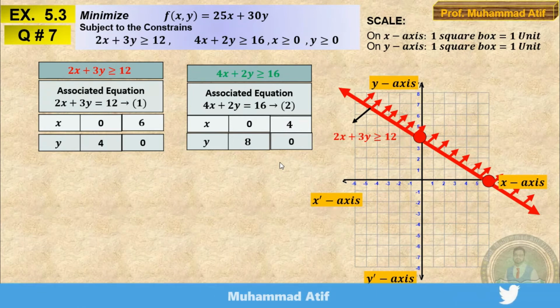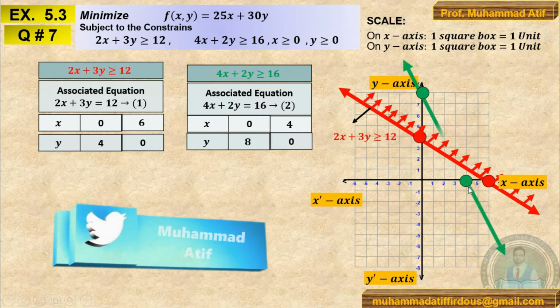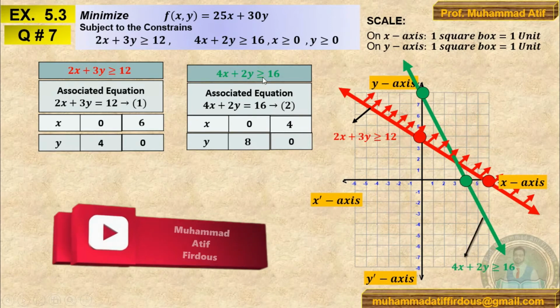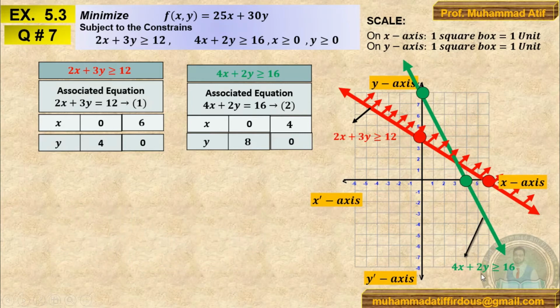So just draw these two ordered pairs. At x equal to 0, y is equal to 8. This is your 0, 8 here. You can see the green circle, follow the color. Then x is equal to 4 and y is equal to 0. You have x equal to 4 here. So you have another inequality named 4x plus 2y greater than or equal to 16. In order to make arrows, your coefficient of y is positive, yes, and the sign is greater than or equal to, so just make some arrows above this line.